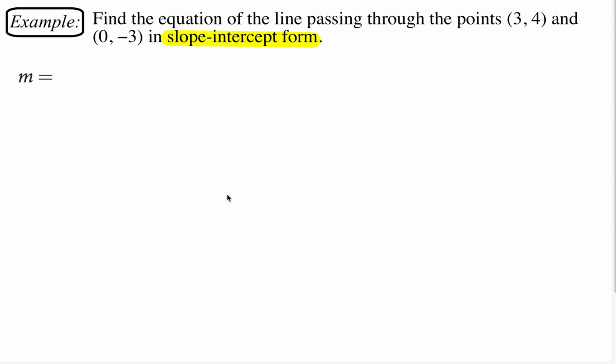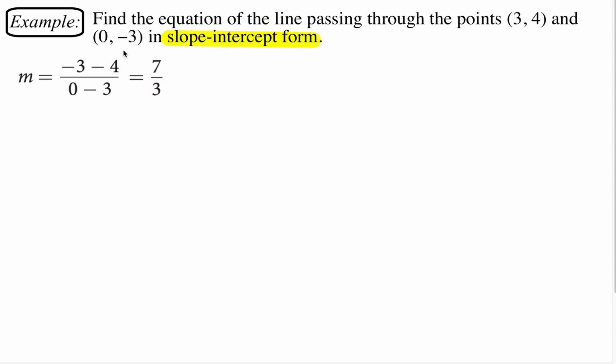Here's another example. Find the equation of a line going through the points (3, 4) and (0, -3). And again, we want it in slope-intercept form. The very first thing we need to do is calculate the slope. Remember, the slope is the rise over the run. It's the change in the y variables over the change in the x variables.